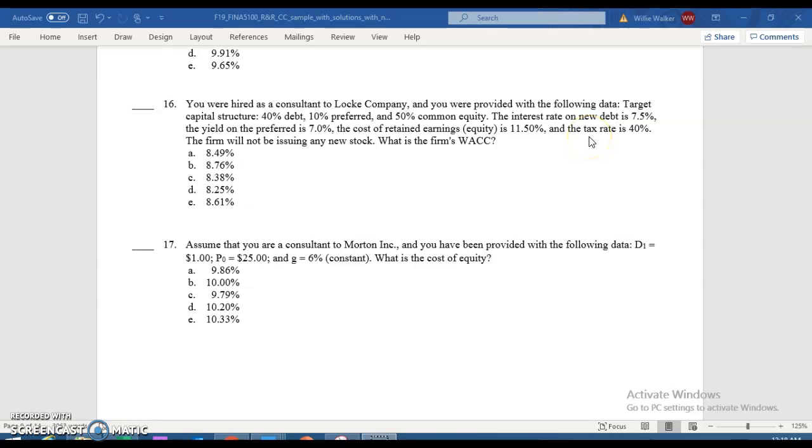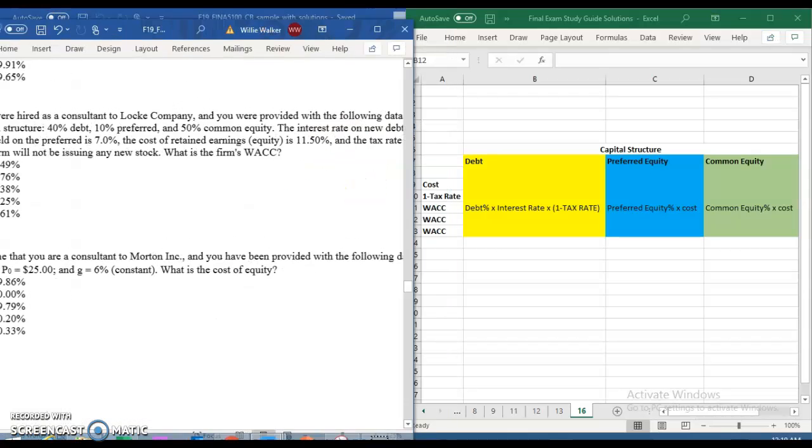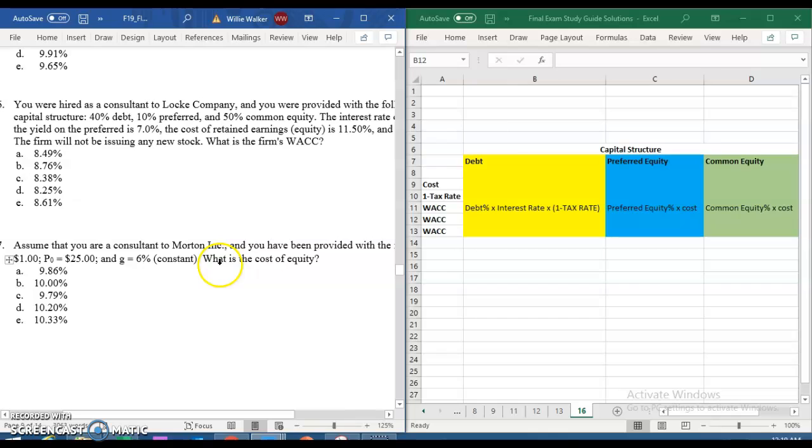The organization has a tax rate of 40%. Calculate WACC. We're also given the information that the firm will not issue any new stock. So we'll start with our WACC formula. In order to calculate WACC, we can add together three components because our capital structure for this particular organization has three different components. We add them together.